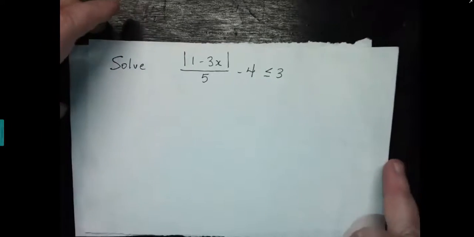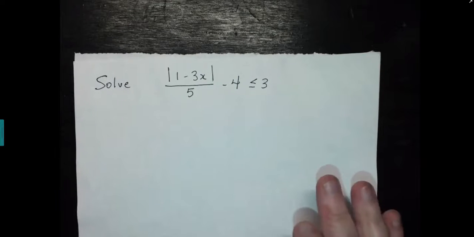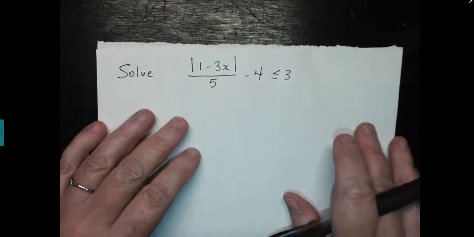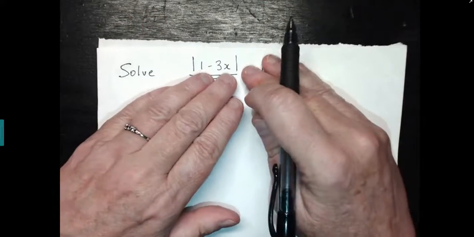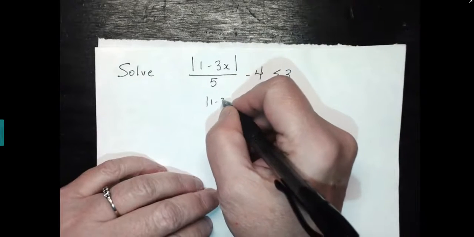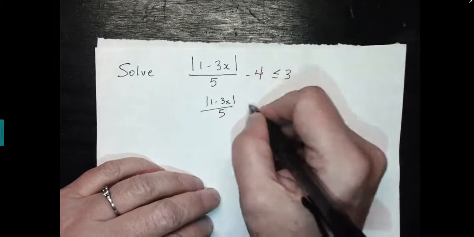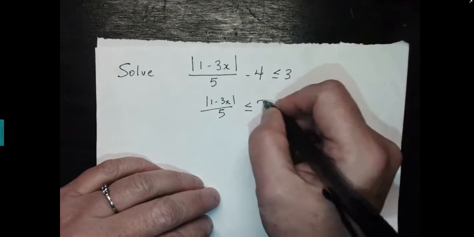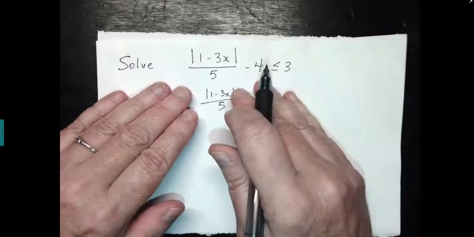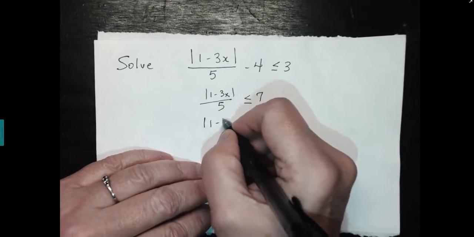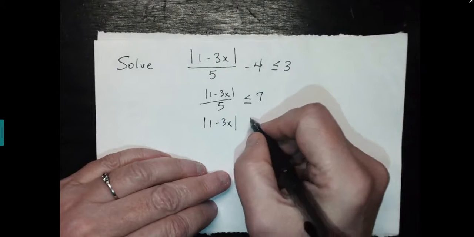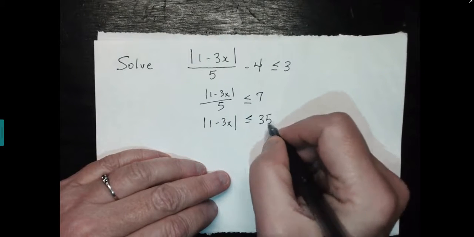And to finish up this video, we'll do this second problem. So let's solve this. Again, we need to isolate the absolute value symbols here. So we want to get that by itself. So I will add 4 to both sides. That will not change the arrow. And 3 plus 4 is 7. Then I need to get rid of the 5 here, so I'm going to multiply both sides by 5. When I multiply that fraction by 5, it goes away. And when I multiply 7 by positive 5, I get 35. And the direction of the arrow is not changed.